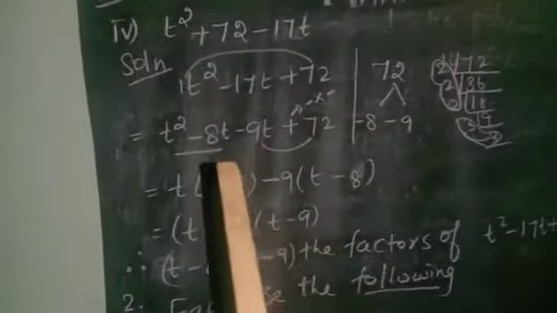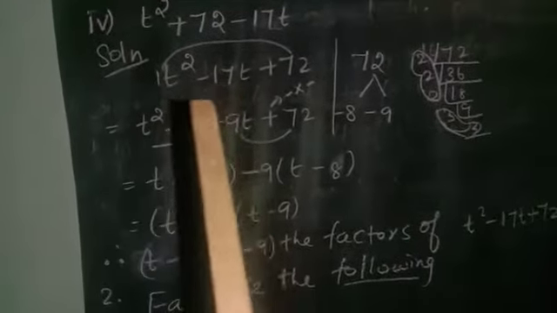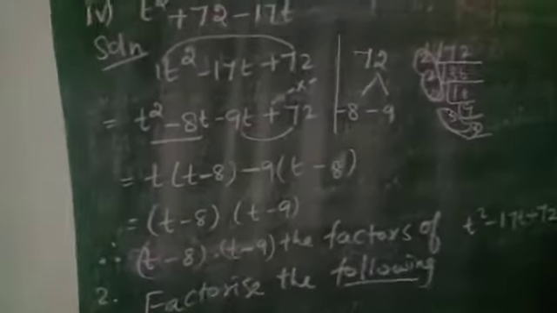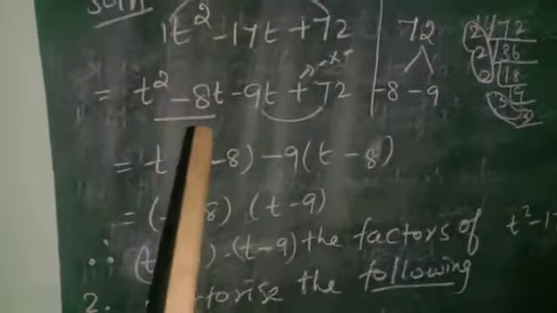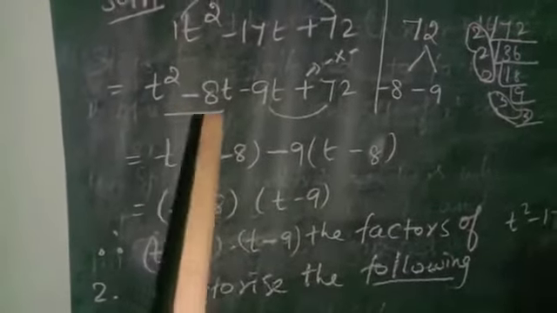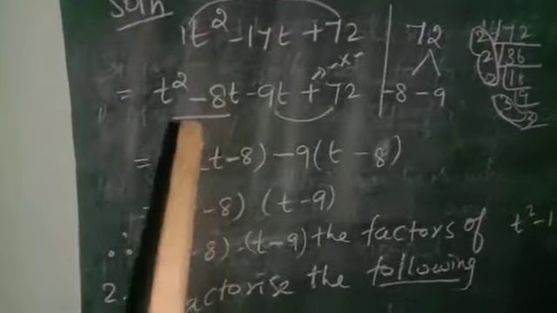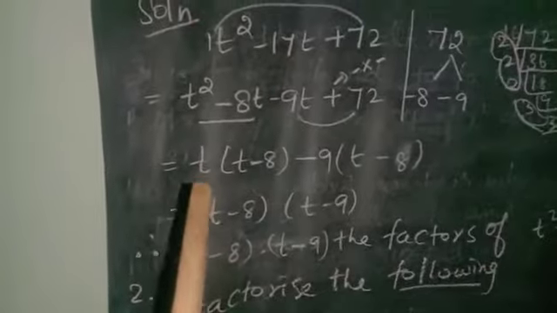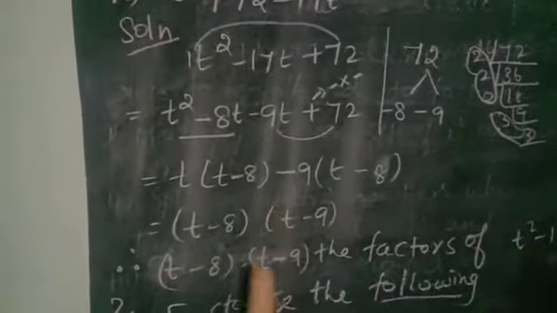So minus 17t can be written as minus 8t minus 9t, and we write the t square and plus 72 as well. Now first we see the first two terms, t square minus 8t. Here t is the common factor in these two terms. So we take a common t outside, then we get t minus 8.